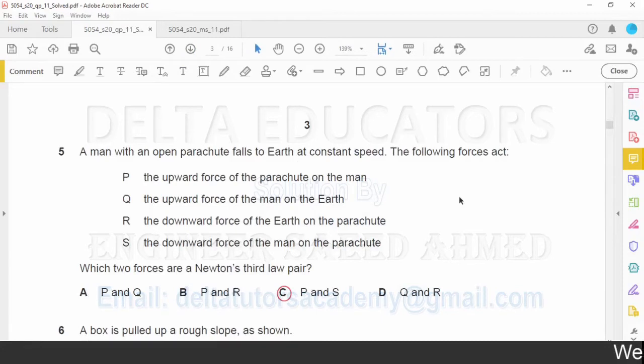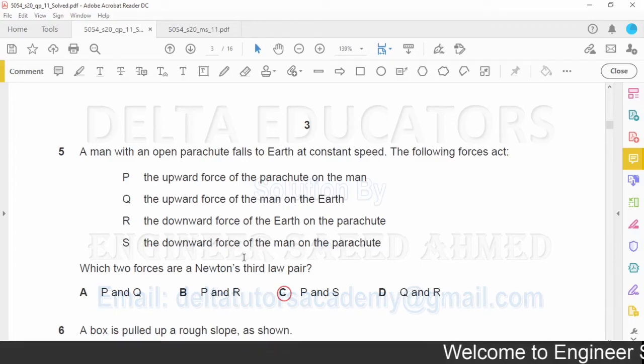Question number 5. A man with an open parachute falls to earth at constant speed. The following forces act: P. The upward force of the parachute on the man. Q. The upward force of the man on the earth. R. The downward force of the earth on the parachute. S. The downward force of the man on the parachute. Which two forces are a Newton's third law pair?